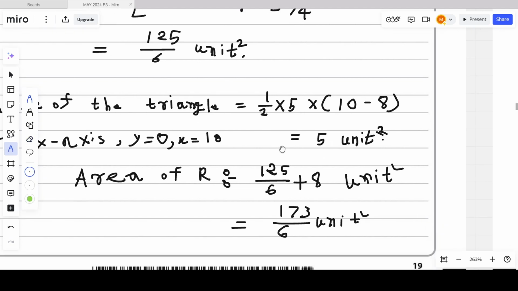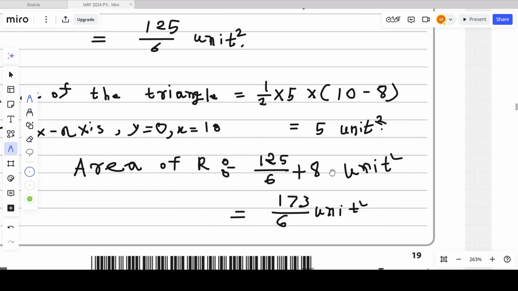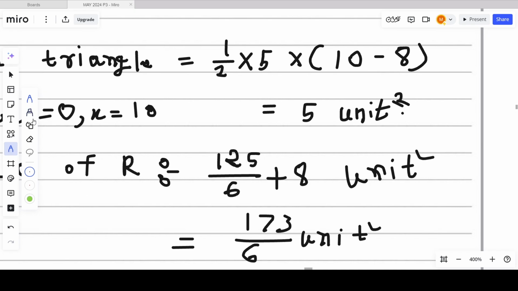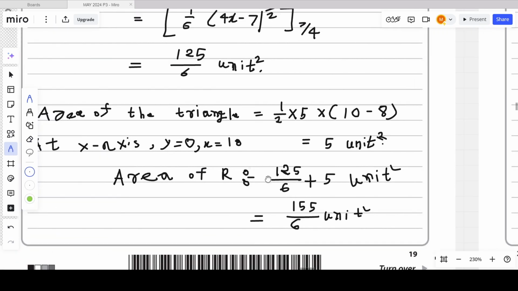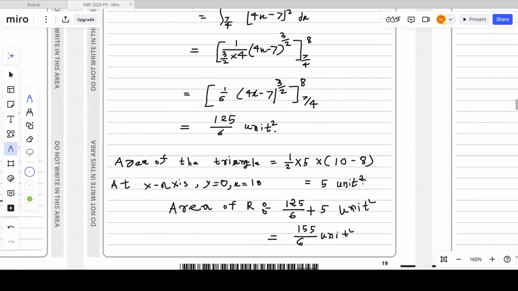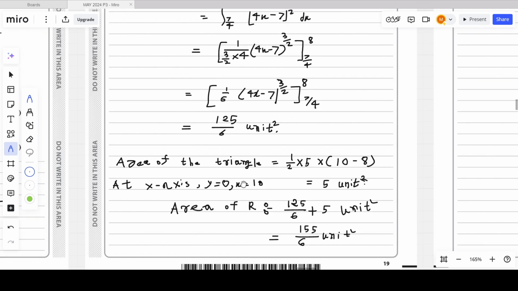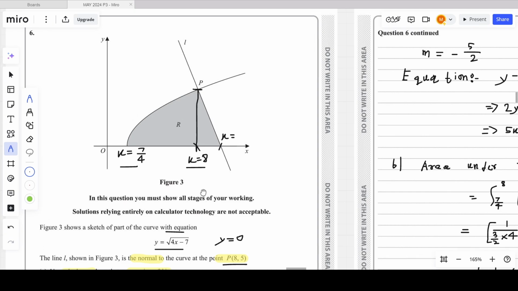Okay, so that should be 5. So that should be 125 over 6 plus 5. It should be 5, not 8. Please correct it. So the correct answer would be what? 30 plus 125, this is 155 over 6. This is the correct answer. So we got the area of the region R. It is 155 over 6.